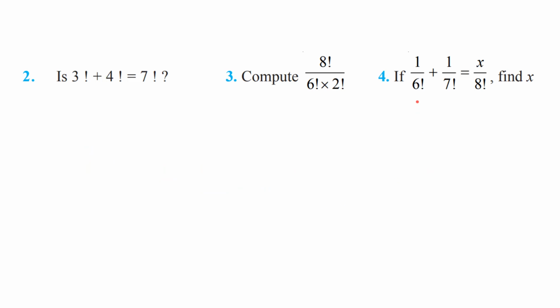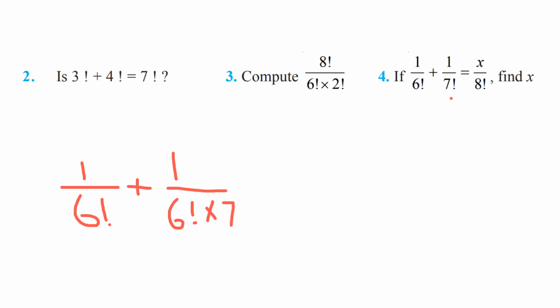Now let's look into this. 1 by 6 factorial plus 1 by 7 factorial equal to x divided by 8 factorial. In that case, find the value of x. Now here we can write 1 by 6 factorial plus 1 by 7 times 6 factorial. So 7 factorial is nothing but 7 times 6 factorial. We can write it like this.